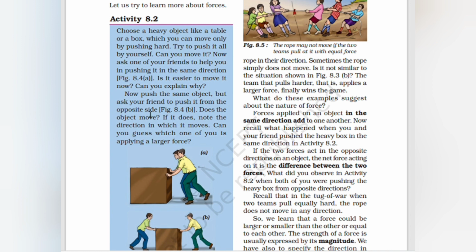Does the object move? If it does, note the direction in which it moves.